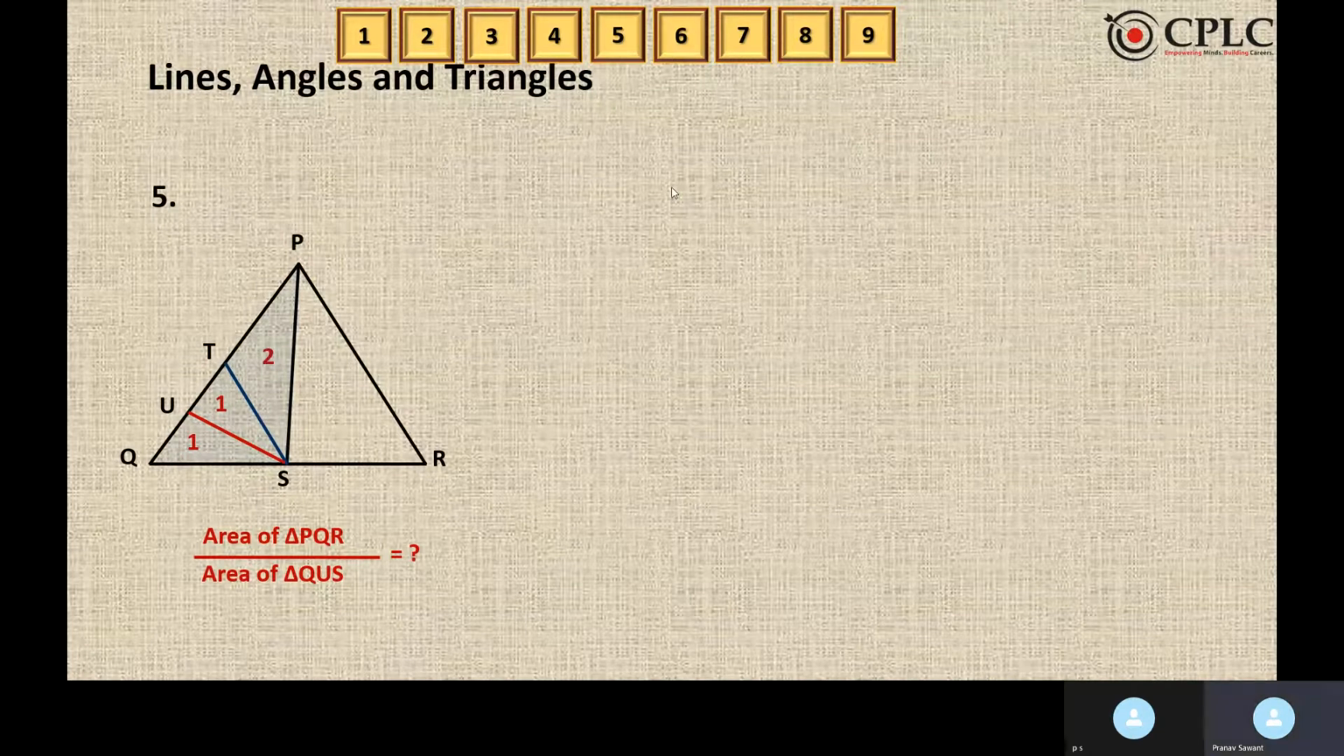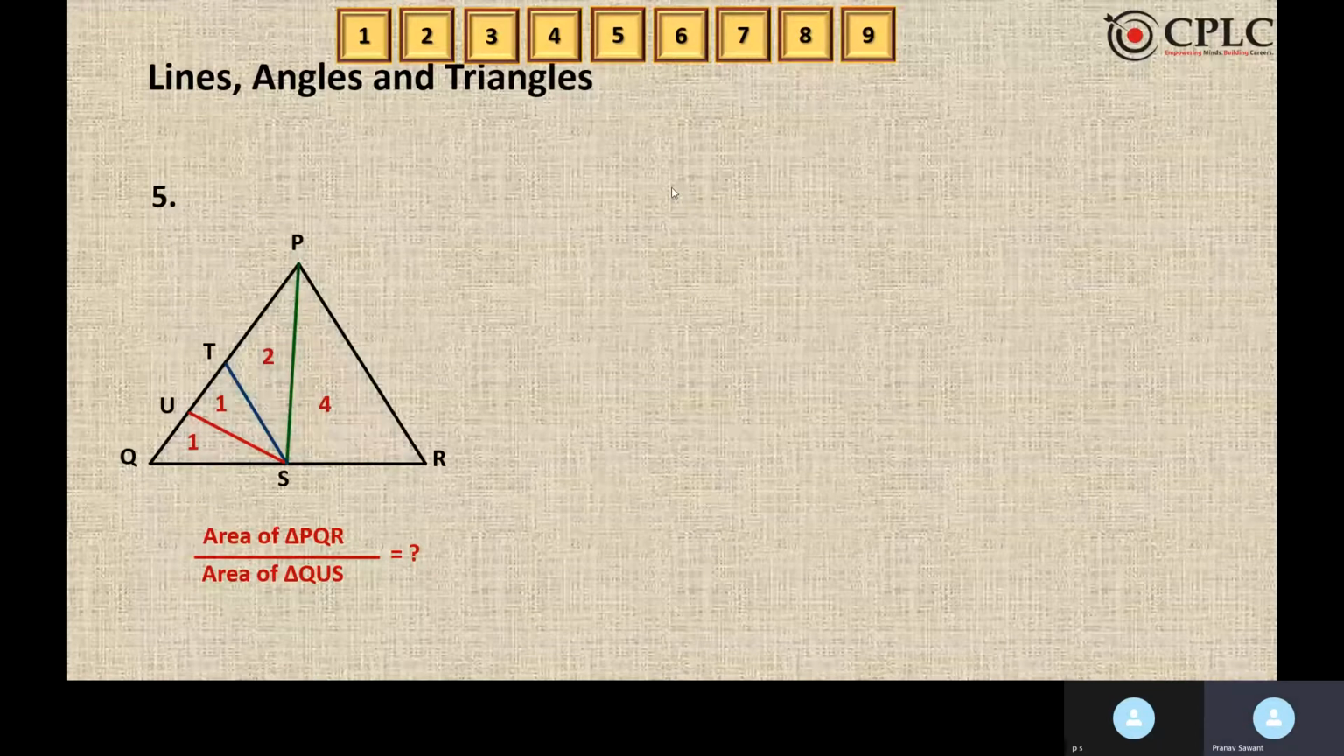Now, look at the bigger triangle, that is PQR. In triangle PQR, PS again is a median. Median divides the triangle into two equal areas. So the left triangle, that is PQS, the area is 4. So PSR, the area is also going to be 4. Hence, area of triangle PQR is 8 and area of triangle QUS is 1. So the ratio is 8 is to 1. Option 1 is the answer.